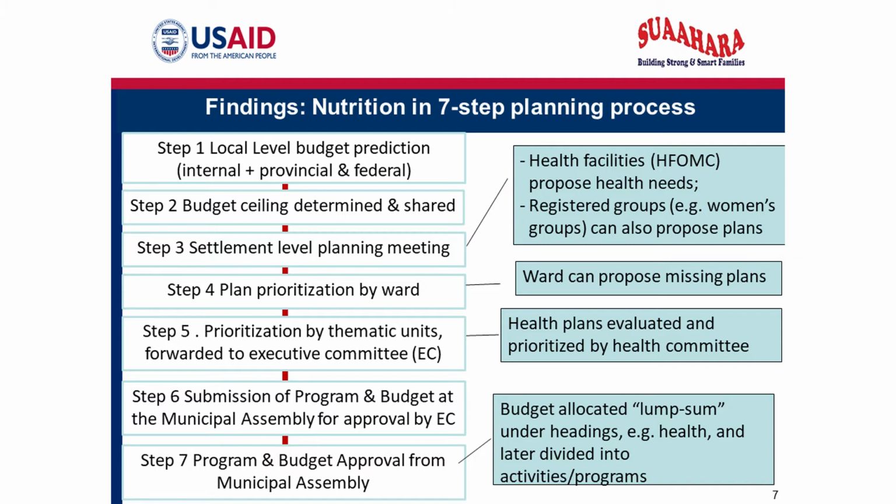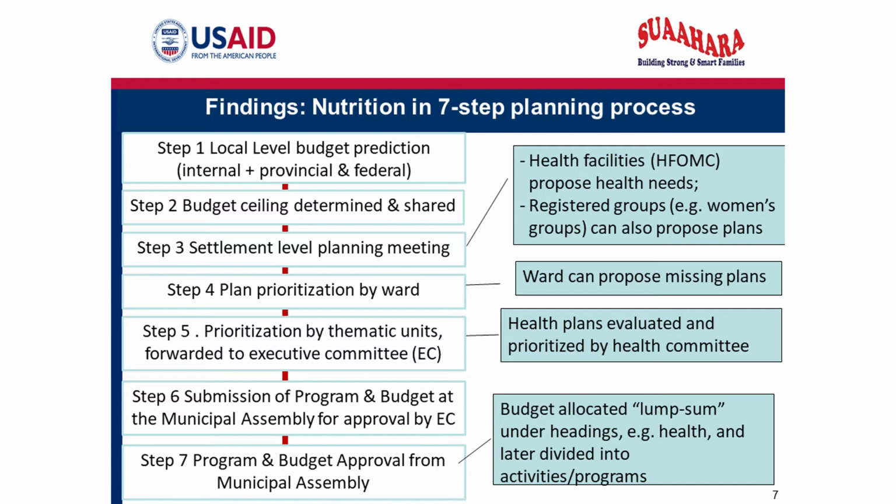In the municipality, if you remember the 6 thematic committees, they are the ones who look at the plans from their own sectors. For example, nutrition plans would go to the health section. And the health committee can also add nutrition-related plans if they feel it is missing. After the thematic units look at the plans, prioritize, and discard some, they forward them to the Municipal Executive Committee, which is basically a body of the local elected members. The Executive Committee then finalizes all the plans and forwards them to the Municipal Assembly.